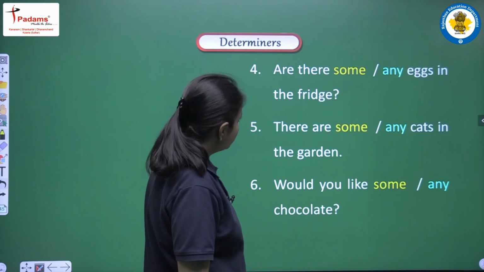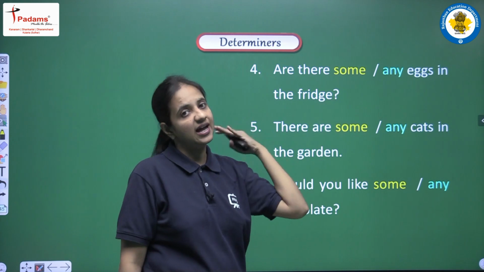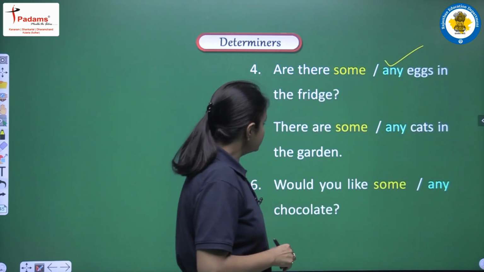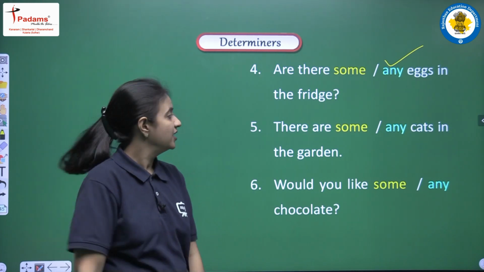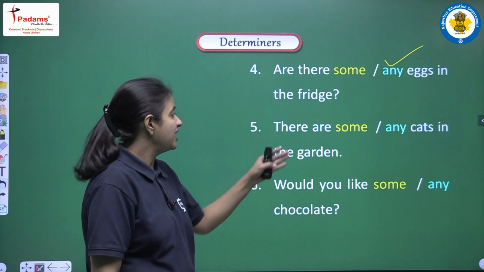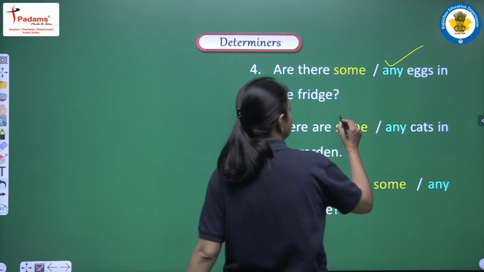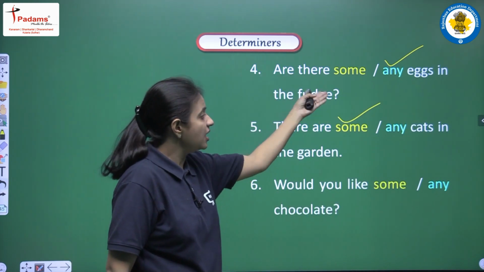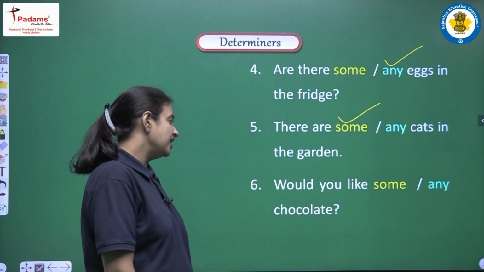Next is are there eggs in the fridge. It's an interrogative sentence, we are asking something, so here we will use any, and the sentence will be are there any eggs in the fridge. Next one is there are cats in the garden. It's a simple positive one, so we will choose some as the option, and the sentence will be there are some cats in the garden. Next is would you like chocolate.